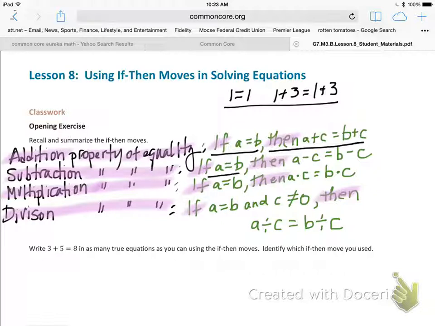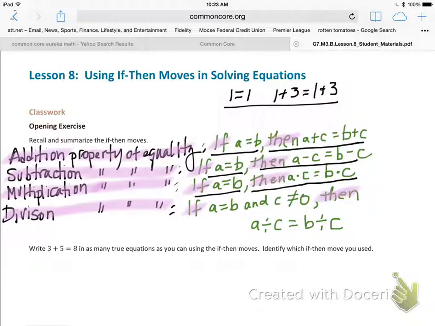Subtraction says the same. If A equals B, then A minus C equals B minus C, because all these variables have to continue to be the same on either side of the equal sign. Multiplication, again, if A equals B, then A times C is going to be equal to B times C.